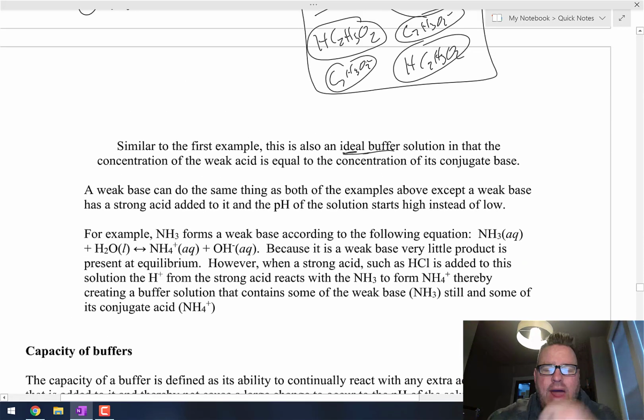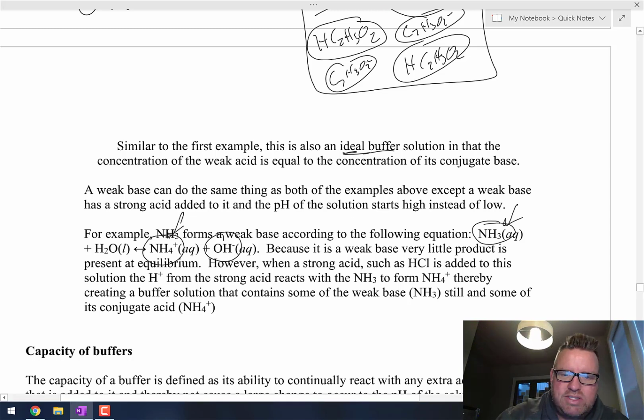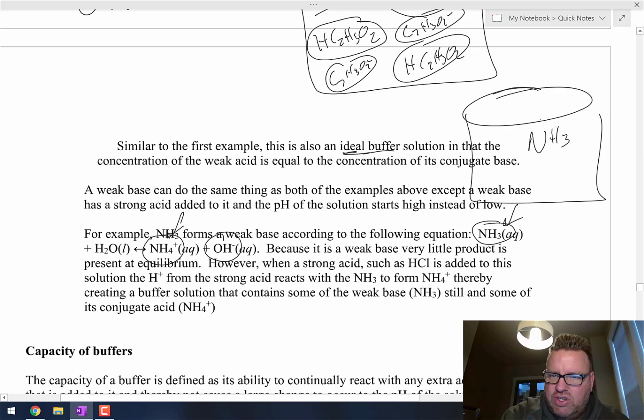And again, you've created another ideal buffer solution. Okay? Now, again, most of the time we talk about weak acids and then adding a conjugate base to it. Okay, but this can also happen obviously with weak bases. Okay, if you have NH3, it's going to form an equilibrium with NH4+ and OH-. Okay, but because it's a weak base, you get very little of the NH4+ and the OH-. But if you add, again, enough strong acid to react with it, it'll react with that NH3 and form NH4+.